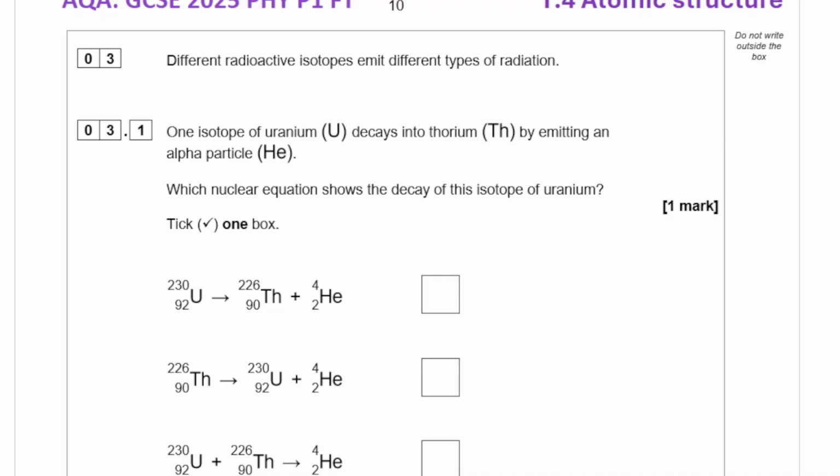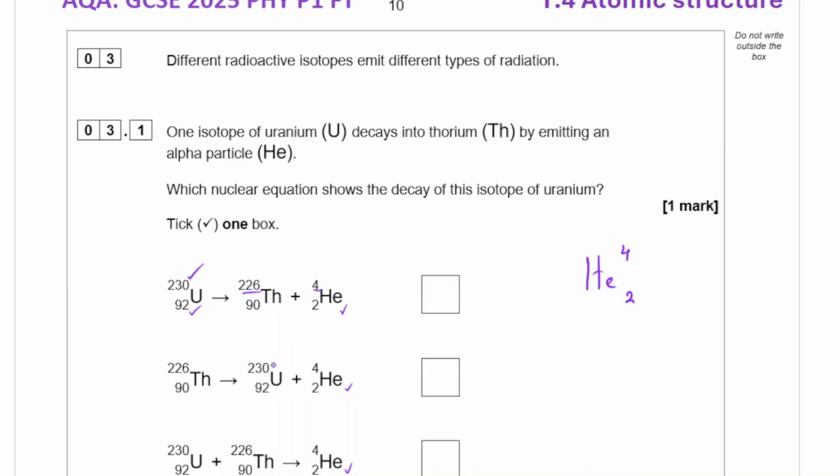Now, you wouldn't be given a periodic table. So how do you do this? Helium has a mass of 4 and a proton number of 2. So in all of them, helium is actually correct. So it's the masses that we need to look at. So the mass, 226 plus 4, that adds up to 230. 90 plus 2 adds up to 92.